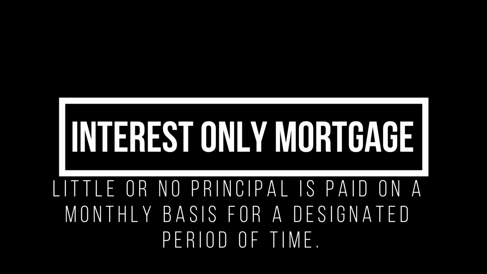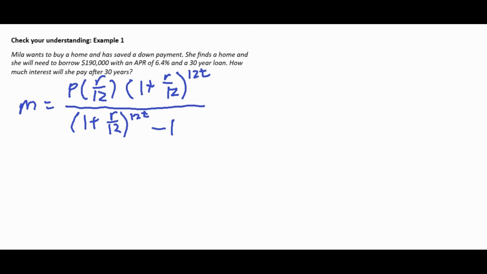Next, we got checking for understanding example number 1. Now this one's got a pretty meaty formula, so let's work through this one. So Mila wants to buy a home and has saved a down payment. She finds a home and she will need to borrow $190,000 with an APR of 6.4% on a 30-year loan. So how much interest will she pay after 30 years?